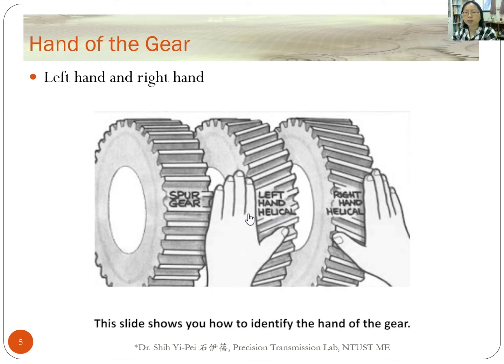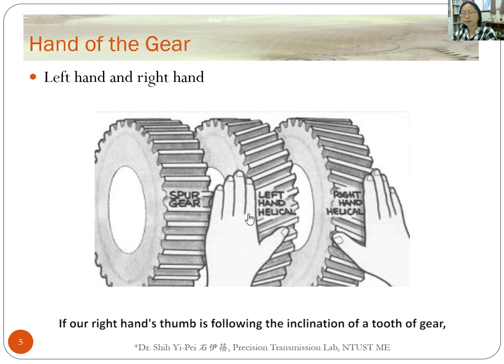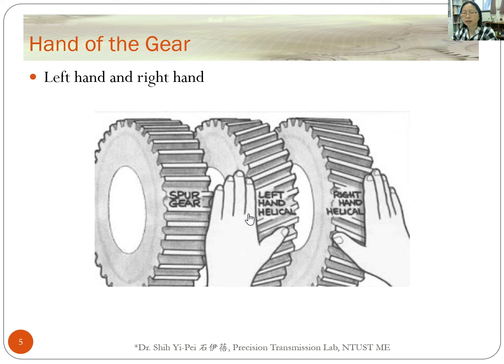This slide shows you how to identify the hand of the gear. If our left hand thumb is following the inclination of the tooth of the gear, the helical gear is termed a left-hand helical gear. If our right hand thumb is following the inclination of the tooth of the gear, the helical gear is termed a right-hand helical gear.